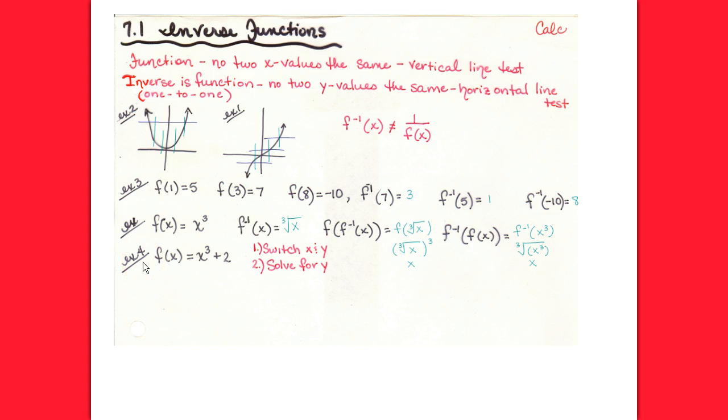Where's y? F of x. It's f of x, right. So you could rewrite that as y equals x cubed plus 2. So then step number 1, we're going to switch x and y. Okay? So we've switched x and y. And then step number 2, we're going to solve for y. So how do I get y by itself?